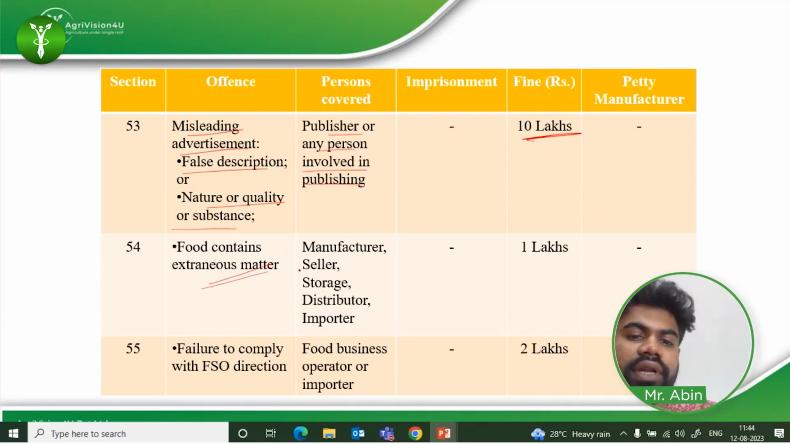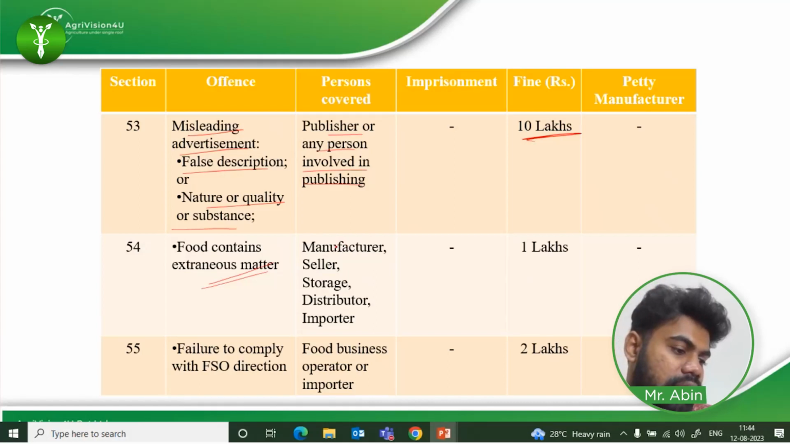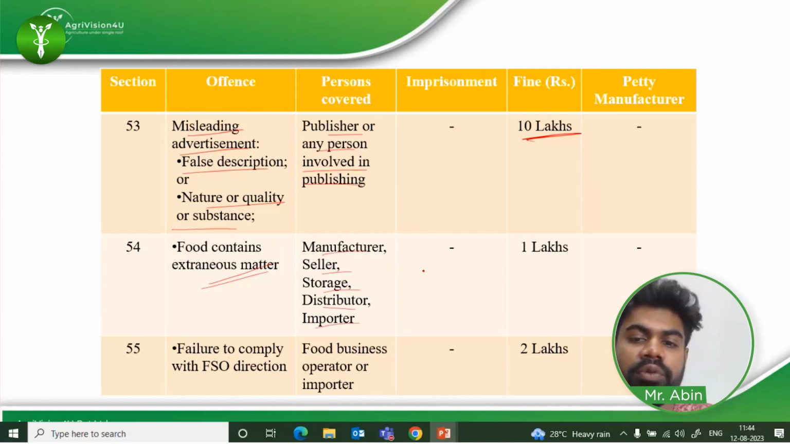Food contains extraneous matter. So you know what is extraneous matter? Some rodents, pests, or something else which will make the food contaminated, then it will be the manufacturer, seller, storage, distributor, importer. All will be responsible.